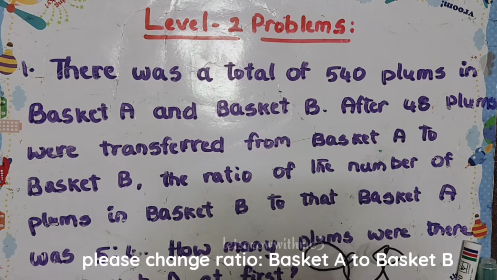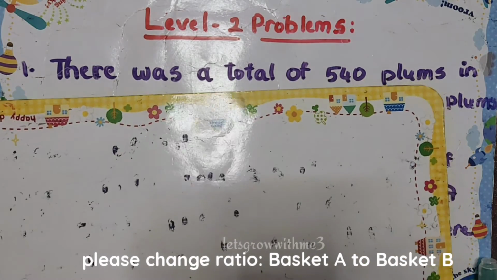So this board is full, I'll try to solve on another board. Okay, so what's the data? We have a total of 540 plums in both basket A and basket B.